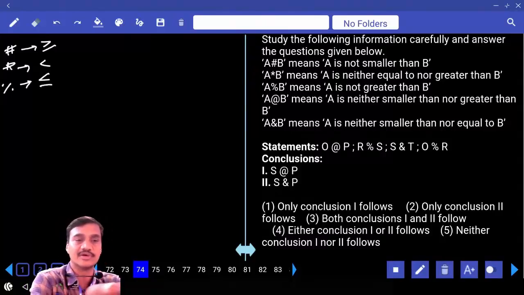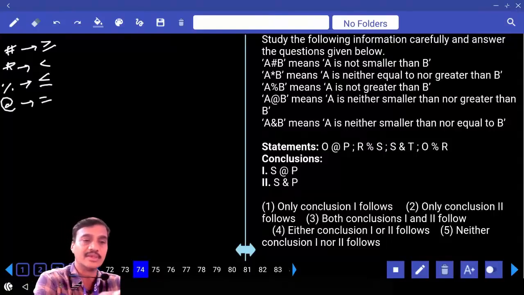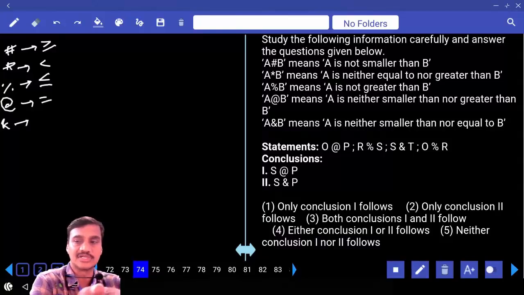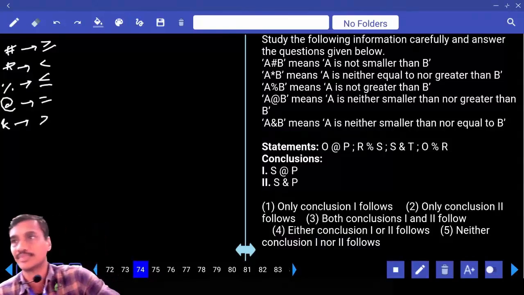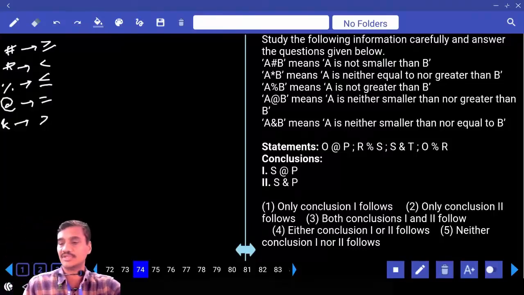And next one, at the rate of. What does at the rate of stand for? Neither smaller nor greater, hence it must be equal to. And end stands for neither smaller nor equal, hence it must be greater than. Right? Now these are the 5 symbols given here. Then coming to question number 74.